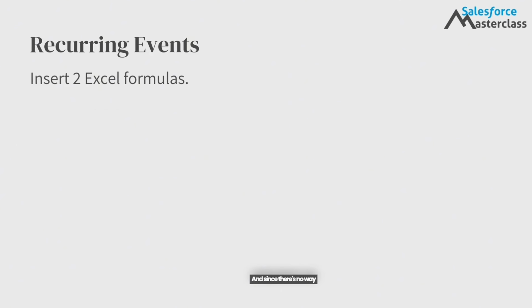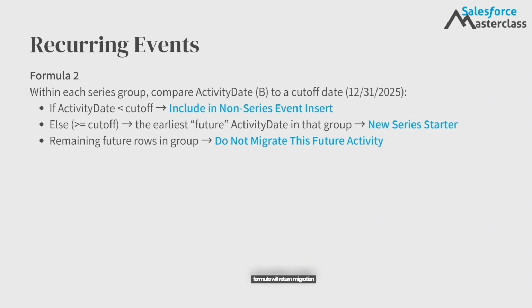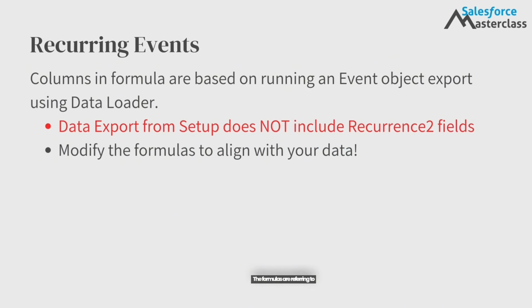And since there's no way we're going to spend time doing manual analysis, we'll use 2 Excel formulas to do the heavy lifting for us. Formula 1 is a helper formula that creates a key for identifying which records are part of a series. The second formula will return migration instructions for each record in the file. The formulas are referring to columns in Excel, and I've provided a key in the workbook.